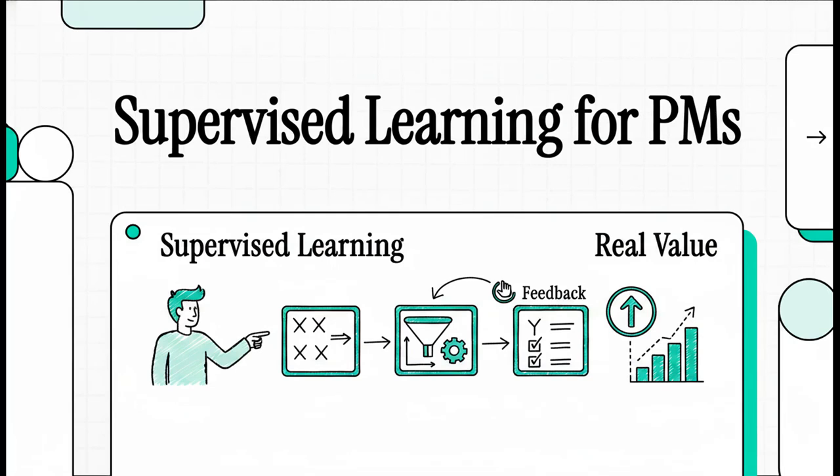All right, if you're a product manager and you're staring down the barrel of an AI project, this is for you. We're going to break down supervised learning. Why? Because let's be real, it's the most common type of machine learning you're going to run into, period. By the time we're done here, you'll have the mental toolkit you need to lead those projects with confidence and actually make sure they deliver something valuable. So let's get into it.